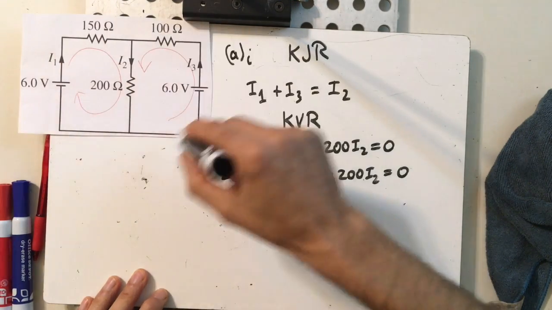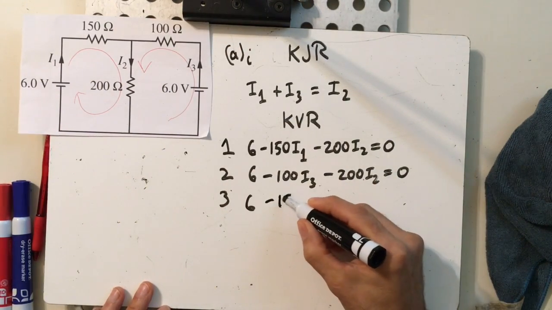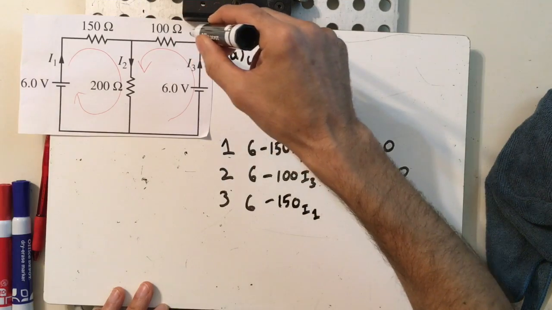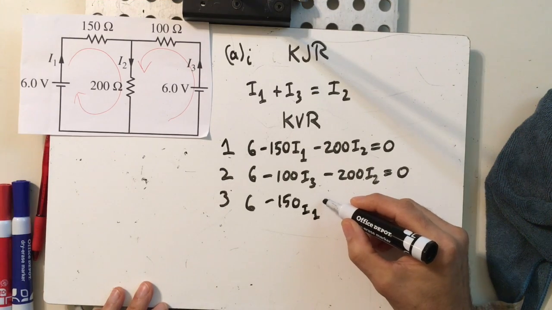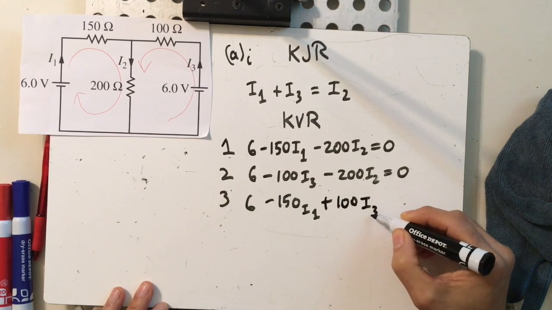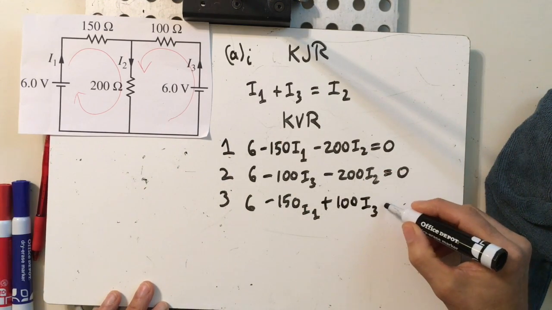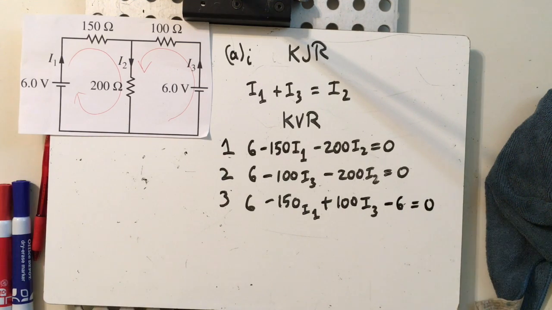The third equation for the outside loop, I'll do clockwise again. 6 minus 150 I1. Notice we're going the opposite direction across the 100 ohm resistor. The current goes left and I'm going right. So instead of being a potential difference drop, that's a rise. So plus 100 I3. And then I'm going the opposite direction across that battery. So instead of being a potential difference rise, it's a drop. Minus 6 equals 0. So there's part A1. I've written one more equation than I really need, I think, but that should be a correct solution.